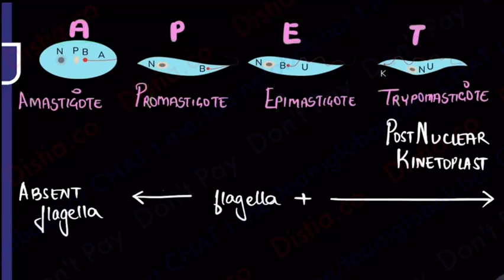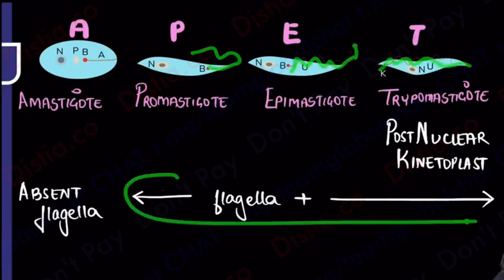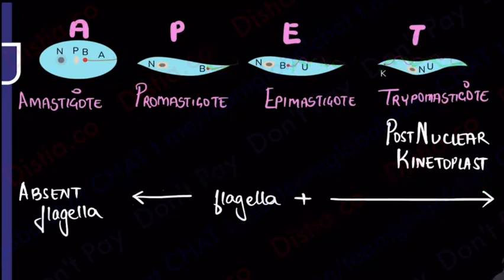What do I see inside them? Firstly, I see that in many of them, here the flagella was trying to come out but did not come out. In all the others, definitely the flagella is coming out. So I know that all of them have a flagella coming out. But the amastigote, in it I can say A for absent flagella. In amastigote form, the flagella will not come out. In all the others, the flagella is coming out. Simple.